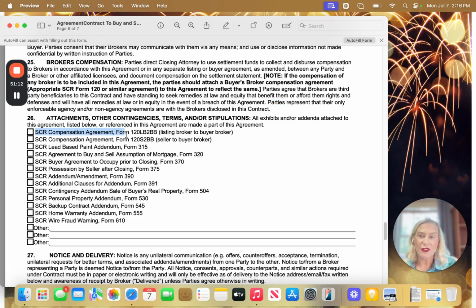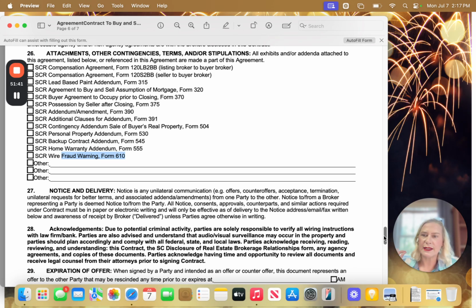Odds are you're going to have a compensation agreement, either 1 or 2 on here. You're probably going to have this one here, an addendum, the SCA Form 390, which is just a blank addendum that you needed to add. You're probably going to have a home warranty addendum and a wire fraud warning. Quite frankly, we're not going to utilize all of these, but it keeps us from taking the time to write out all of these items by hand on the 3 lines that we previously had with tiny line space. So I love it. I think it's great. They do try to do a good job of listing things that you would use most commonly in a contract. So just check, check, check.